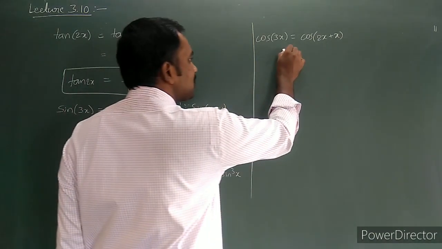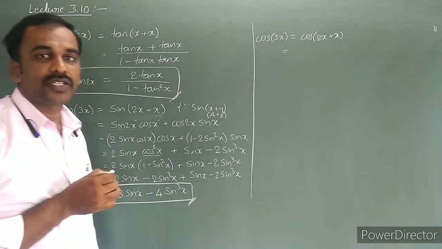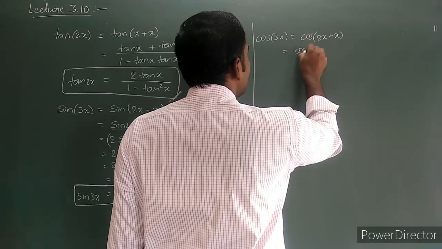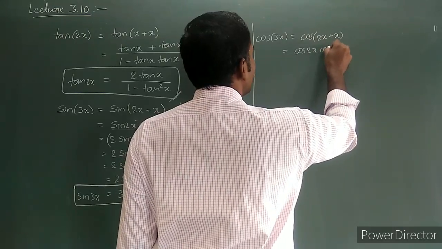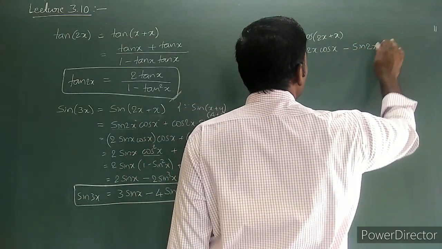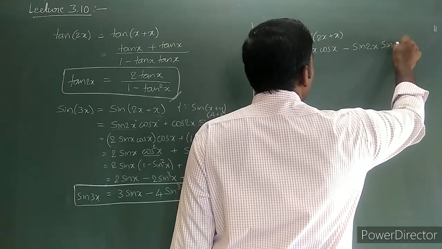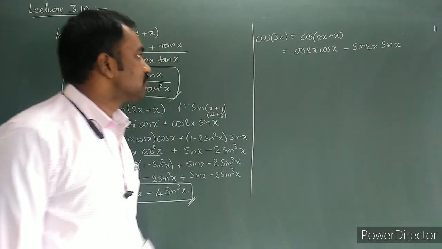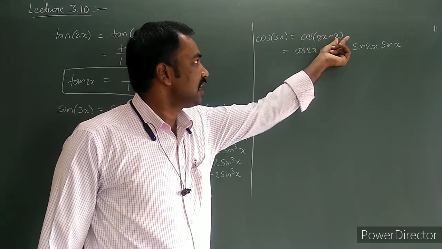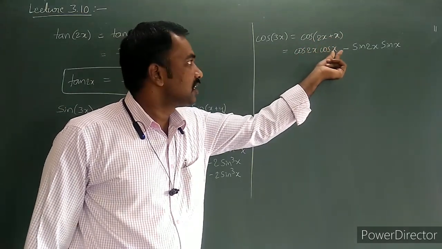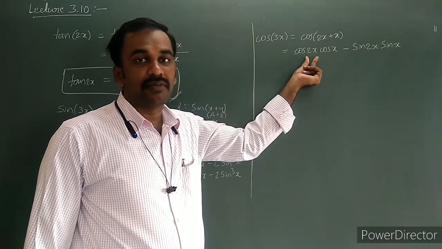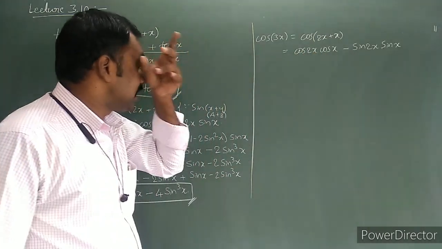What is the cos of x plus y? Cos x cos y minus sin x sin y. So what can we write? Cos of 2x into cos of x minus sin of 2x into sin of x. And very carefully observe that on the left hand side it is 2x, on the right hand side it is 2x and x. Here cos of 2x, here x. Don't write this as cos square of x because the angle is different. 2x is that, x is that.